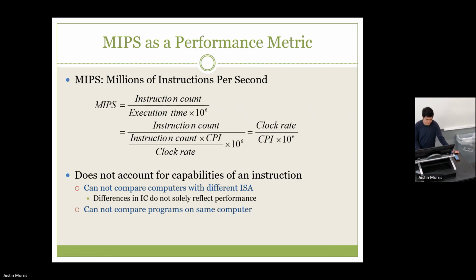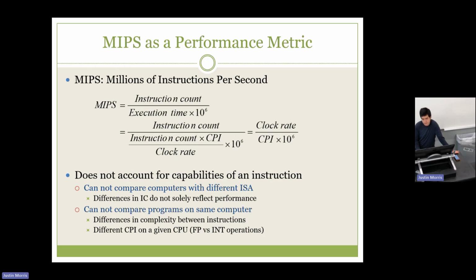Because of those different complexities, that's going to give you a different CPI. So MIPS is not very indicative unless you're comparing the same program, same ISA, just different microarchitectures. So it's very niche, right? Whereas CPU time is universal.